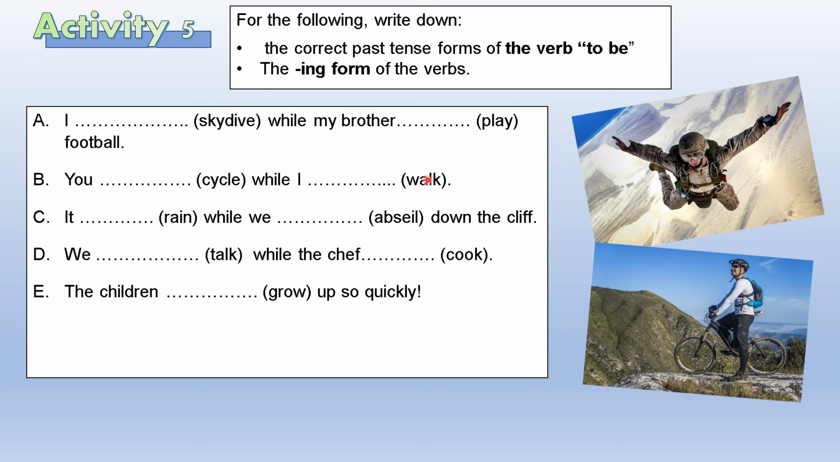Activity 5. For the following, add the correct past tense forms of the verb to be. There are a couple in each sentence. And the ing form of the verbs. So A, I something something while my brother something something football.